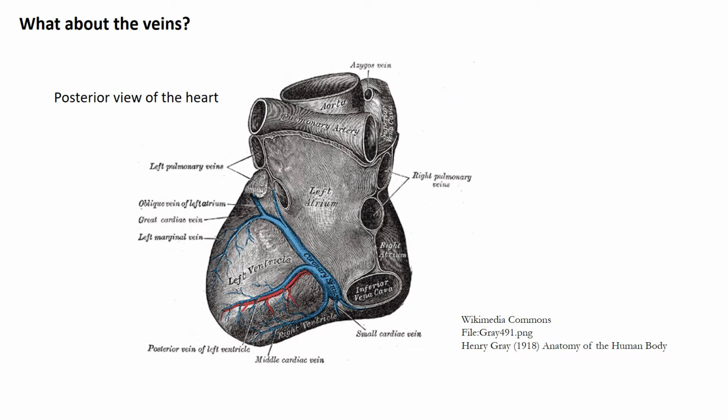So let's not forget about the veins. This is a view of the backside, or the posterior side, of the heart. The myocardial circulation drains into this coronary sinus of veins, which runs along here between the atria and ventricles. So it actually does not connect to the vena cava, but the venous circulation drains right into the right atrium directly.